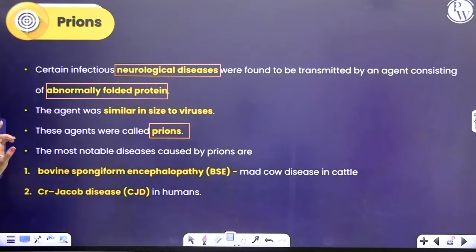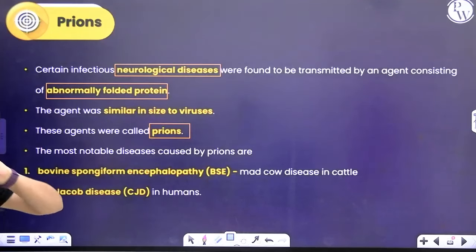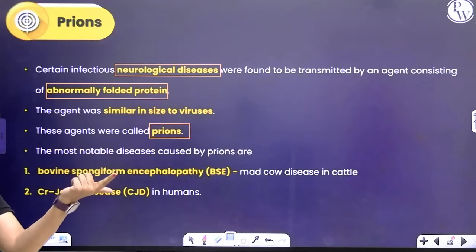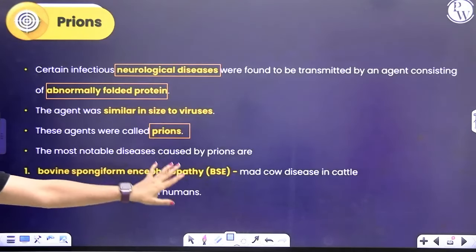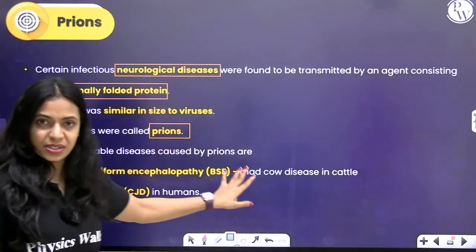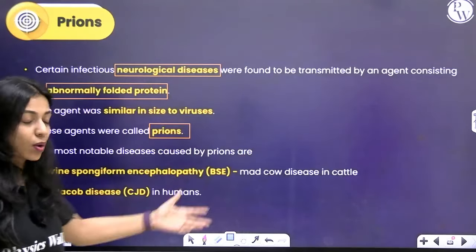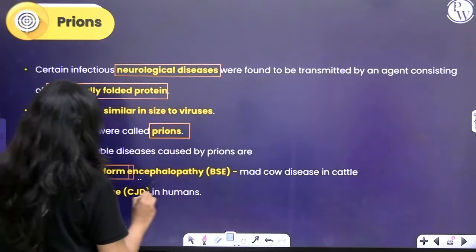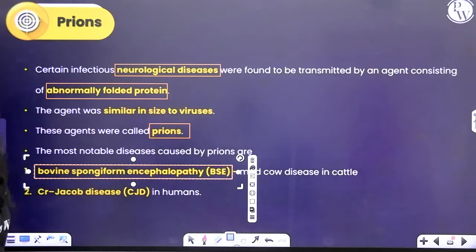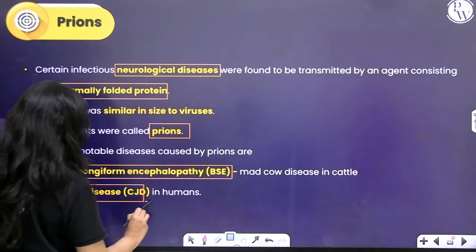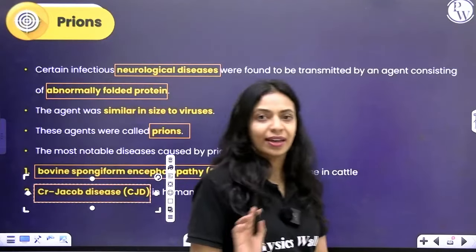Now, two diseases you have to remember which prions cause. One is in humans, one is in cattle. What disease is caused in cattle is called the mad cow disease in common layman language. It's also called bovine spongiform encephalopathy. Something similar happens in humans as well. It's called Creutzfeldt-Jakob disease or CJD.